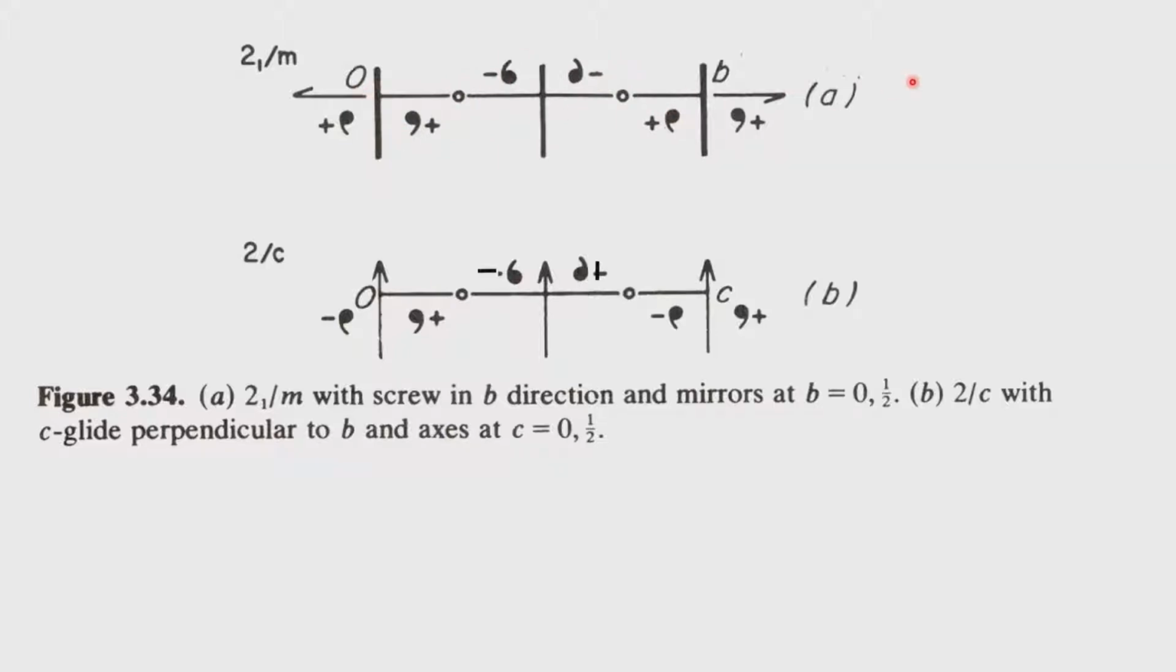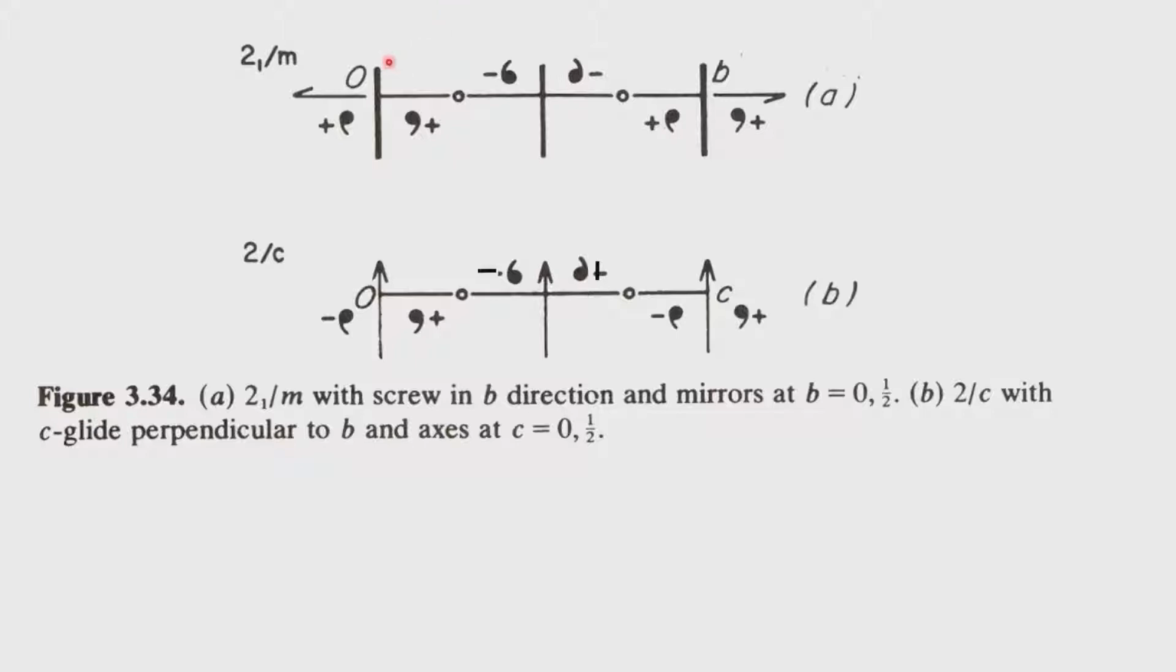The fact that this happens invokes the presence of a center of symmetry at 1/4 removed from the origin, the origin being the position where the 2 1 axis and the mirror plane intersect. The crystallographic nomenclature and rules tell us that whenever there is a center of symmetry, the center of symmetry should be at the origin 0 0 0.